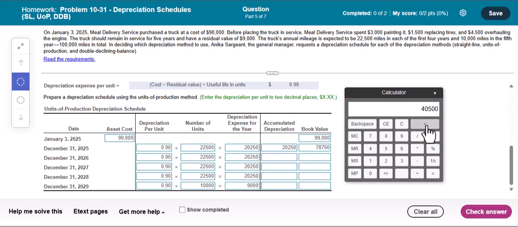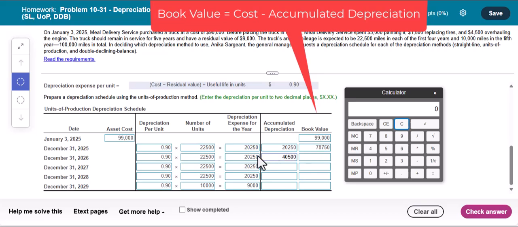And if we wanted to, we could just take the book value minus accumulated depreciation straight across, or you take the previous year's book value and then subtract the depreciation expense for the year. So we're going to go ahead and do that. So we'll take 99,000 minus 40,500. That equals 58,500. And again, either of those methods will work for calculating the book value here.